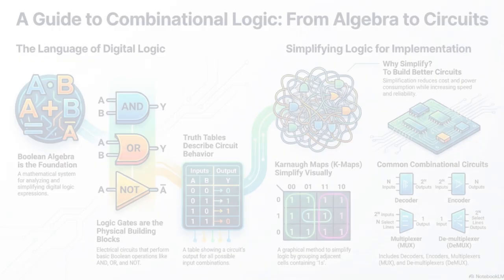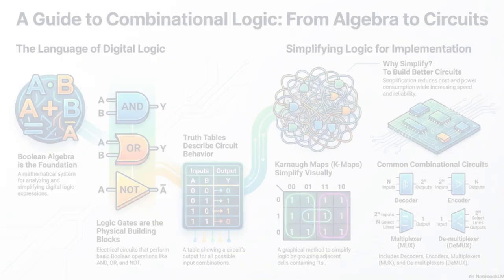What does this all mean for actually building things at scale? It means efficiency. And that brings us to universal gates. The source is really clear on this. Any logic circuit you can dream up can be built using only NAND gates or only NOR gates, which is why they're called universal. The manufacturing benefit is just enormous. You only need to produce and stock one type of simple logic chip to build anything.